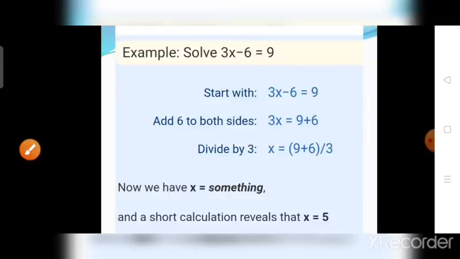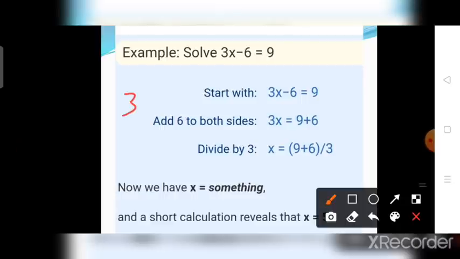The next one, solve 3x minus 6 equal to 9. Find the x value. The first one, 3x minus 6 is equal to 9. Minus 6 moves to this side, plus 6. 9 plus 6 is 15. 3x is equal to 15.